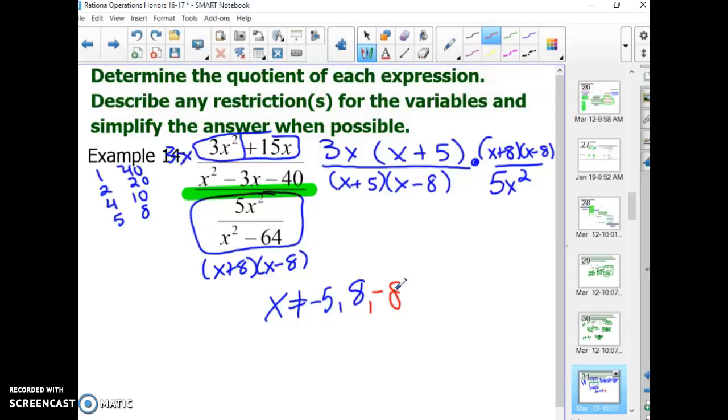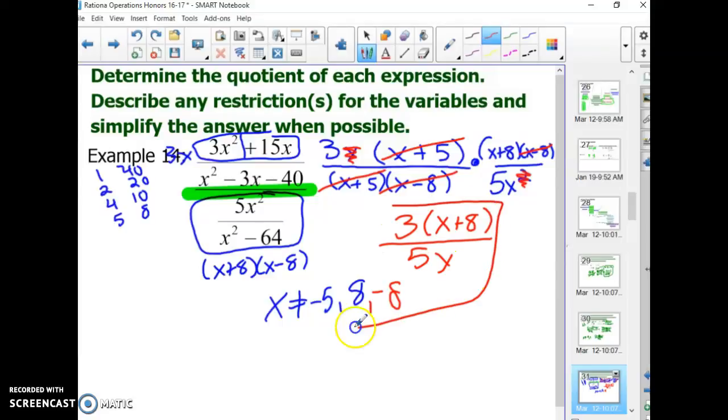So stuff that's going to cancel out. The x plus 5 is going to cancel out, and x minus 8 cancels out. Okay, this is awesome. Look, an x goes away and an x goes away, so I'm left with 3 on the top, x plus 8 on the top, all over a beautiful 5x. This whole thing is my answer.